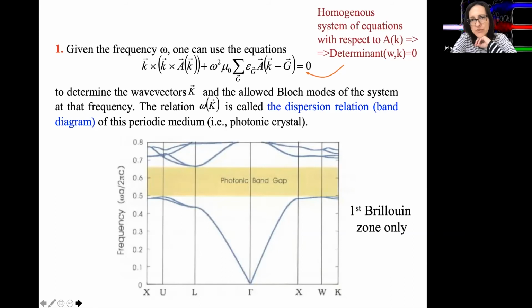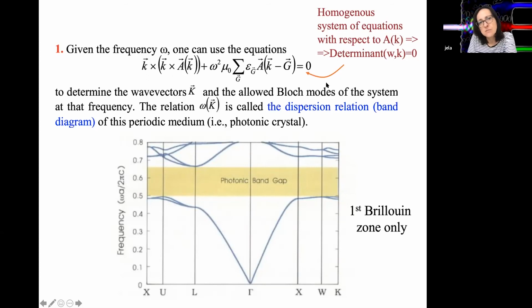I thought it makes more sense to do it for three-dimensional arbitrary case, and then we actually solve it for one-dimensional case. So going back, here is our master equation, right? This equation can be rewritten for arbitrary k, and then for arbitrary k plus g, where g is reciprocal lattice vector. By rewriting this, you can construct this homogeneous system of equations with respect to A of k, Fourier coefficients of the field. And then for non-trivial solution, you have to have determinant of your matrix being equal to 0. And that determinant only depends on omega, k, mu naught, and Fourier coefficients in the expansion of epsilon.